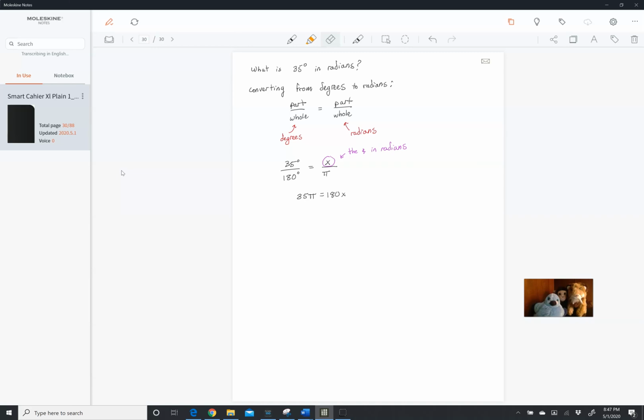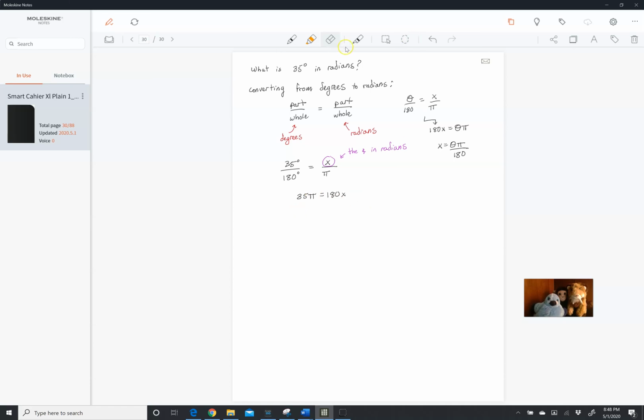Okay, if we are general about it, we could say theta over 180 is equal to x over pi. So notice that the 180 and the pi will never change. Okay, so when we cross multiply, we get 180x is equal to theta times pi, and then x is equal to theta times pi over 180. So that will always be true. So we can generalize it and say, well, to convert an angle from degrees to radians, you just take the angle that you're given and you multiply by pi over 180. But this is why, because you're constructing a ratio where you have part to whole is equal to part to whole. You cross multiply and you're solving for x.